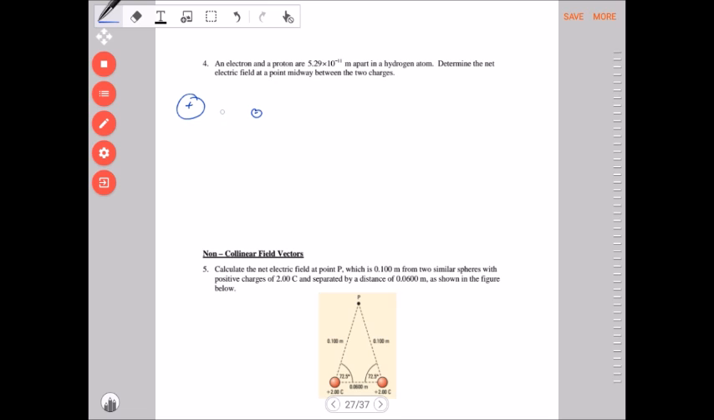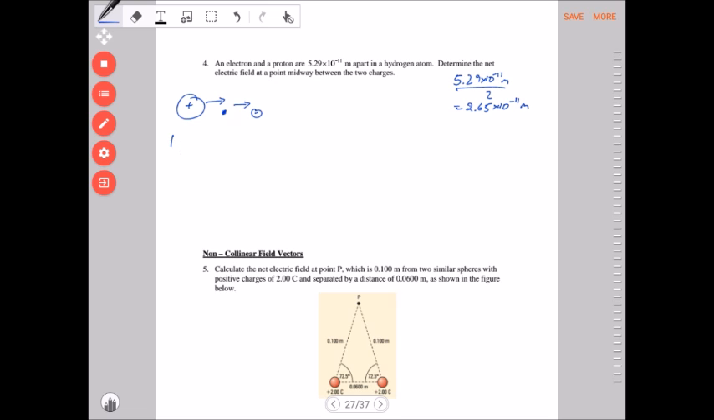Now we need the electric field at the point midway between them. So midway, of course, is going to be 5.29 times 10 to the negative 11 meters divided by 2. So this is where we're going to figure out the electric field. That is 2.65 times 10 to the negative 11 meters. Now at this point in space, the electric field from the proton is going to be pushing outward. The electric field from the electron is going to be pulling inward. So we're going to have two electric fields, but the directions are both to the right. We'll add them together in the end.